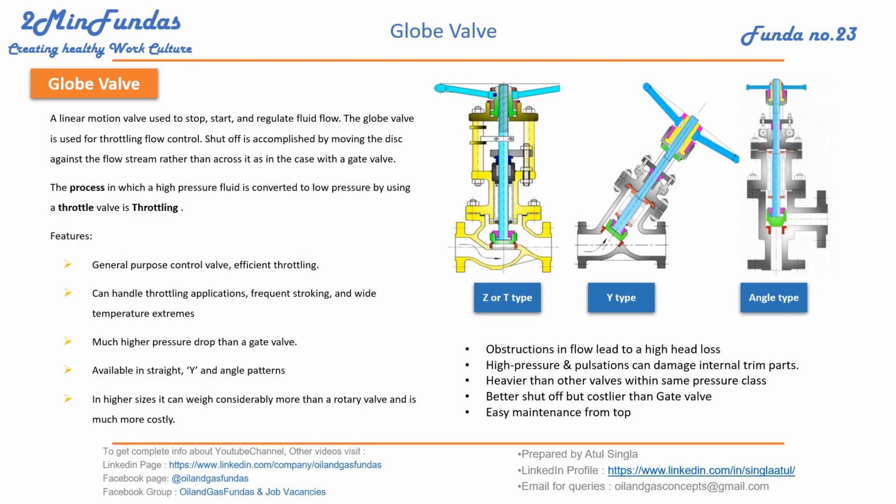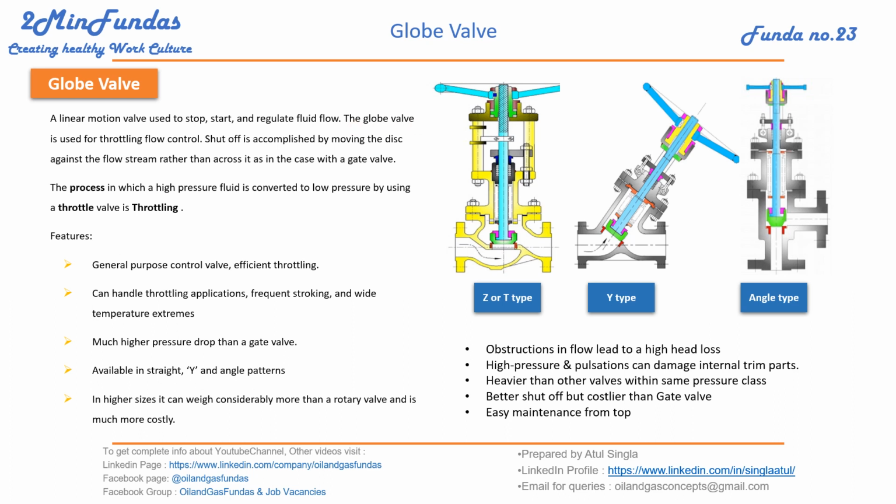So first one is globe valve. If you see, it is a linear motion valve used to stop, start and regulate. Here the additional function is regulation. These are the regulation valves, so we can regulate the flow. This is the main principle. We want to regulate the flow, that's why we are going to use this type of valve.